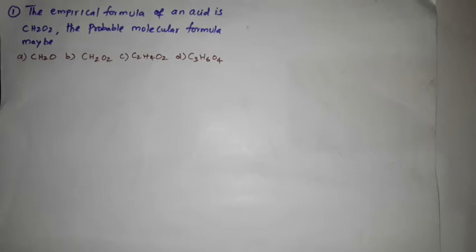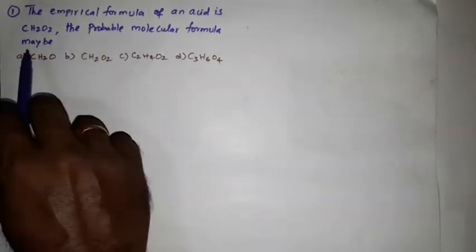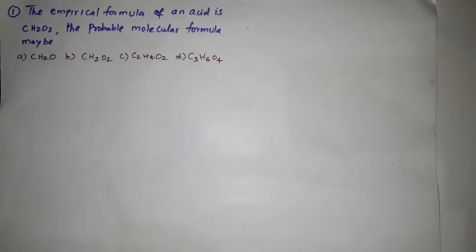So question number 1, the empirical formula of an acid is CH2O2. The probable molecular formula may be option A CH2O, option B CH2O2, option C C2H4O2, option D C3H6O4. So there are 4 options given. You have to find out the correct answer.